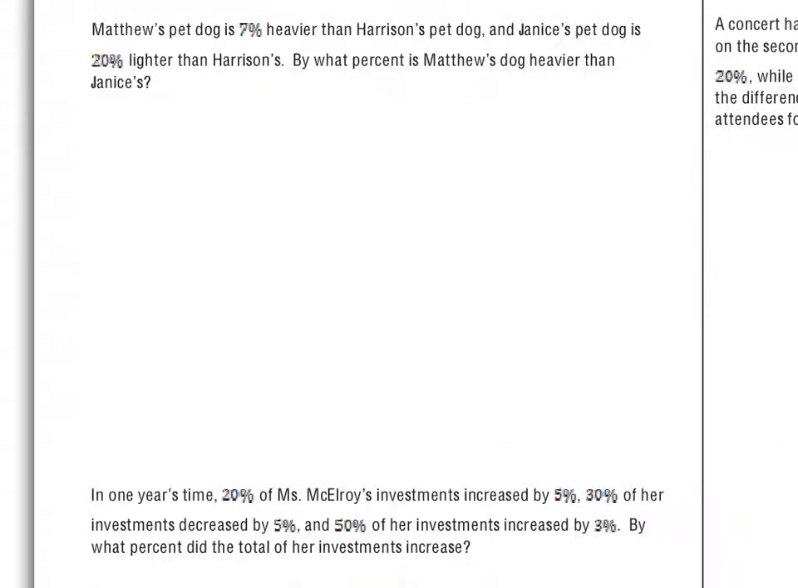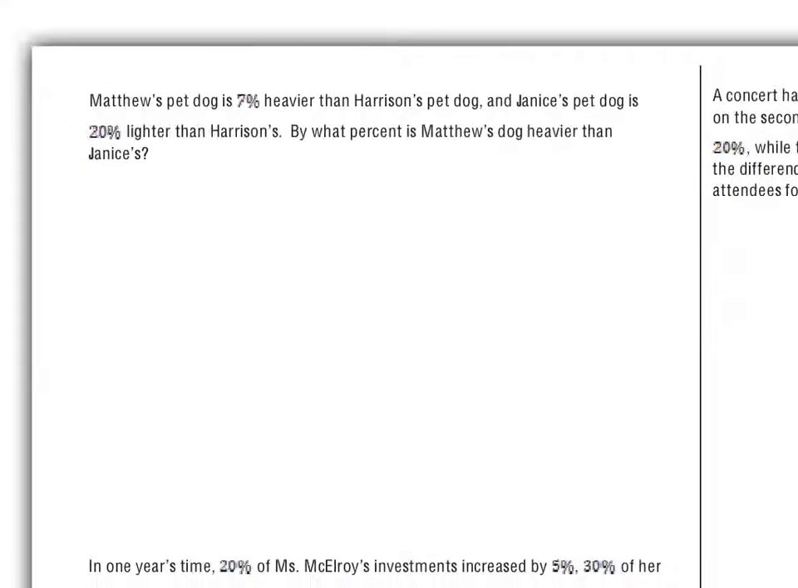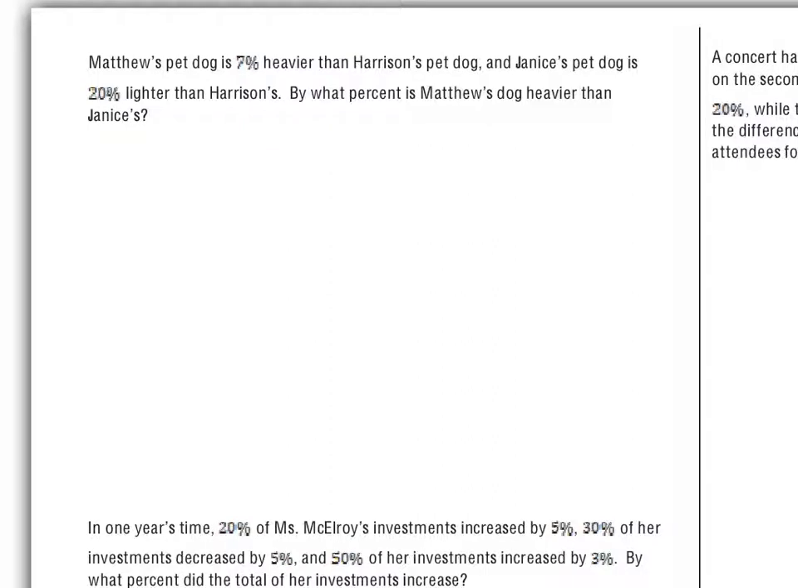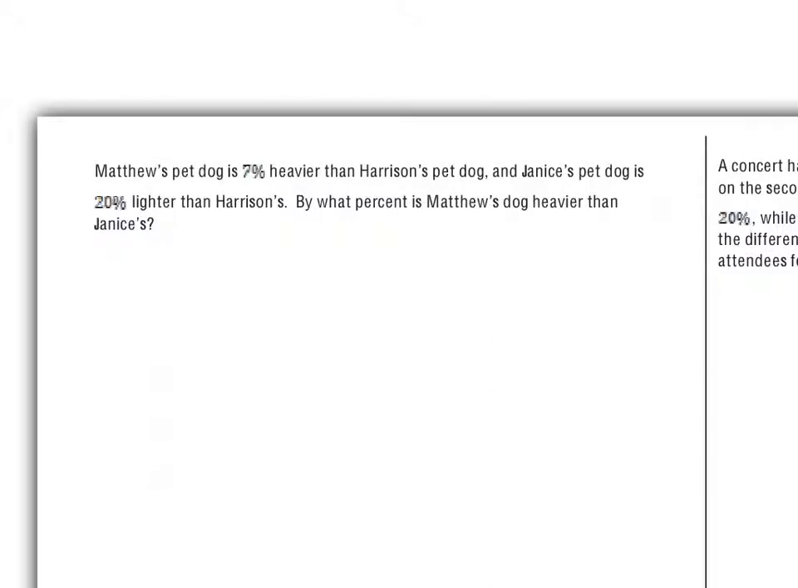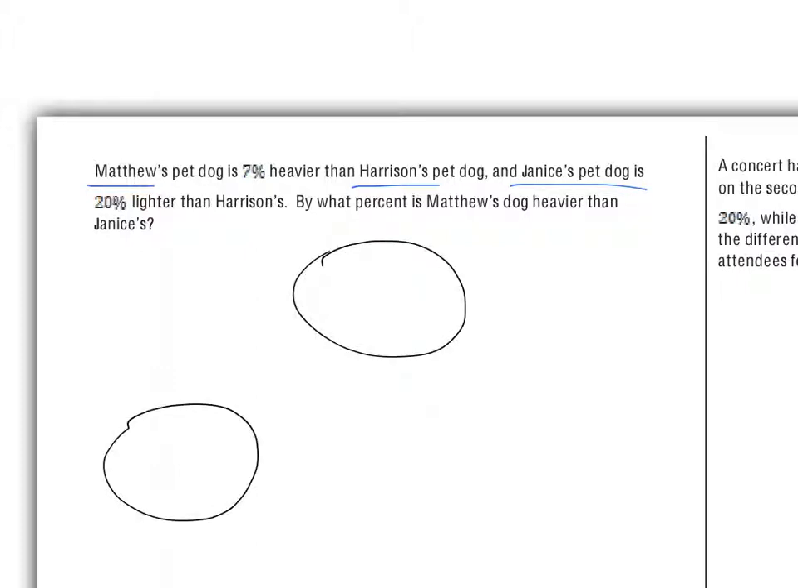All right, so this problem is very much like the previous problem. See if you can't go ahead and set it up on your own. Set up the diagram and then check in to make sure your diagram's correct. And then once we've checked your diagram, then you can go ahead and solve it on your own. So thinking about this diagram, we have Matthew's dog, we have Harrison's dog, and we have Janice's dog. So I'm just going to set up some space for all of that. All right, this will be Matthew, Harrison, and Janice's dog.